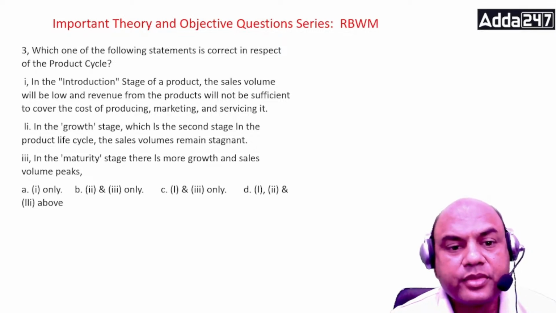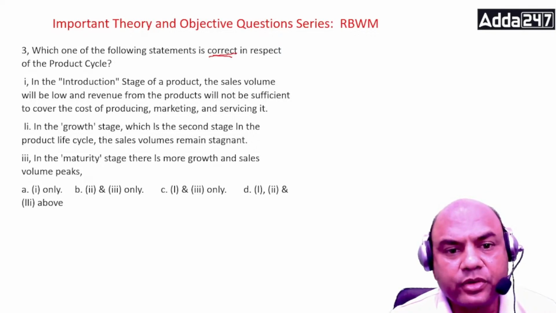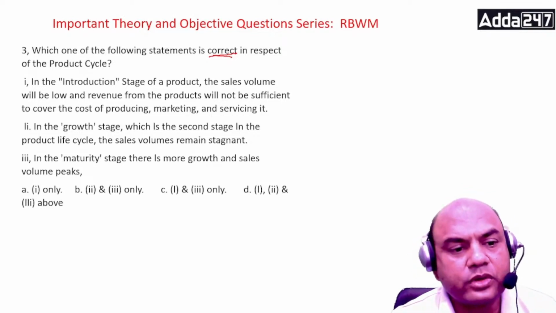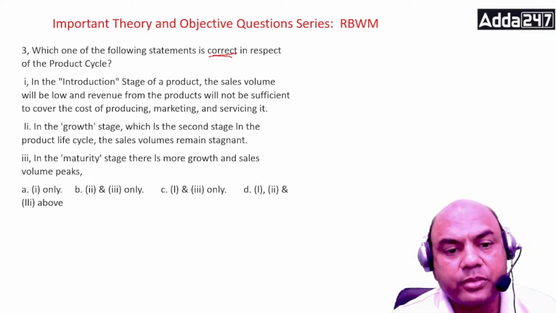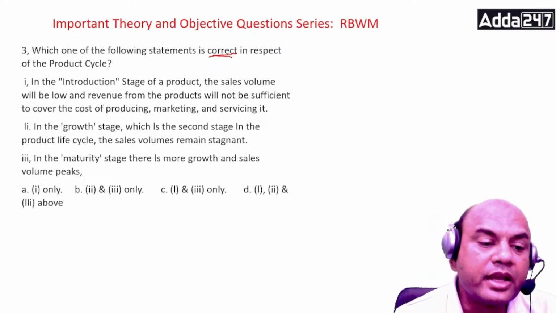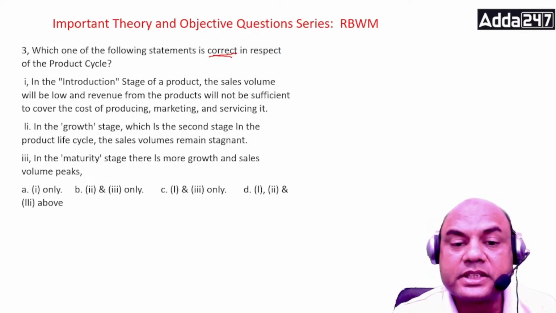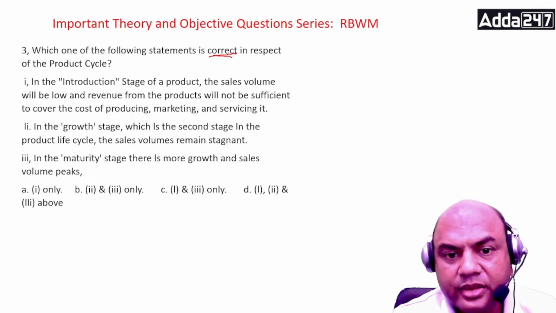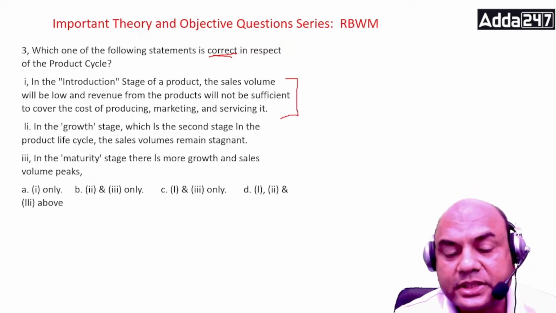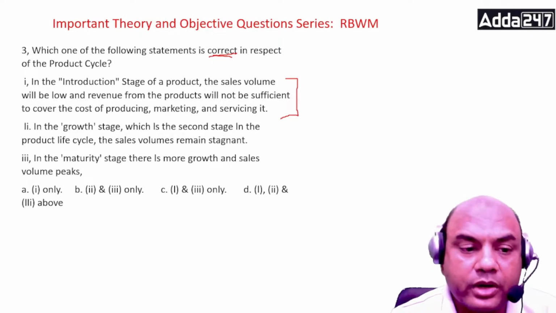Look at this. Which of the following is correct with respect to the PLC? Correct: in the introduction stage of a product, the sales volume will be low and revenue for the product will not be sufficient to cover the cost of producing, marketing, servicing. So in the introduction phase, what happens? The sales are less, as we just saw. So it won't cover the expenses, and you'll have to put it from your own pocket.